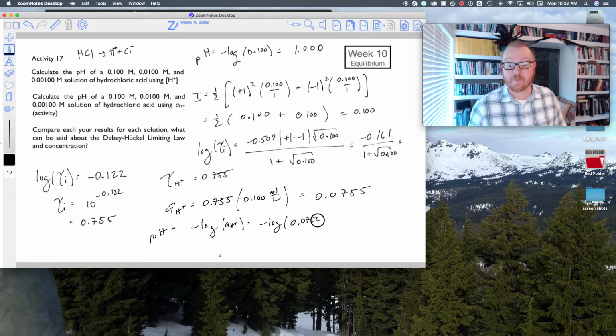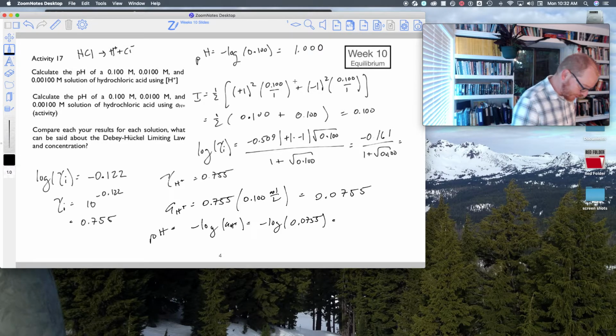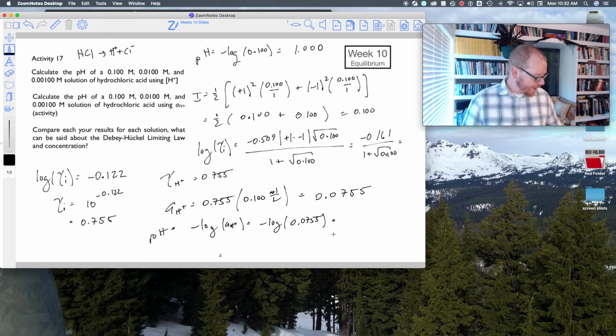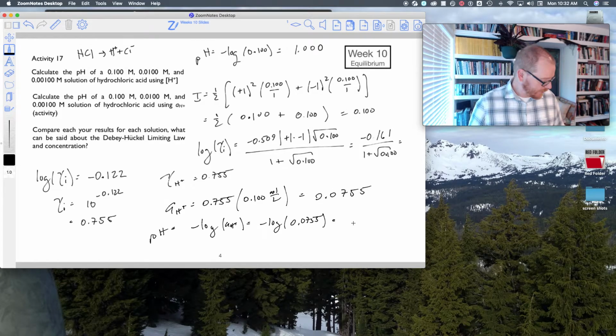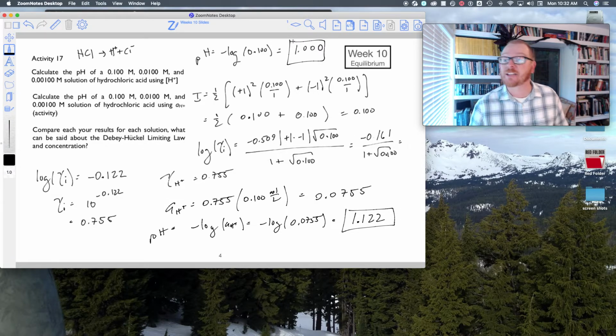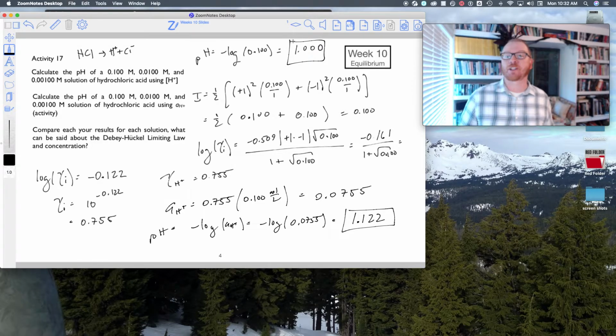And now if I do pH as the negative log of the activity, you can see this is going to be different than my 1.000, right? Okay, so let's take the log of that. So I get this to be, let's see here, 1.122. So that's significantly different than had we used concentration. I would definitely say that's significantly different because remember, this is a pH measurement. It's a log-based measurement, right? So if you're off by 0.1 in the pH, that's fairly significant.